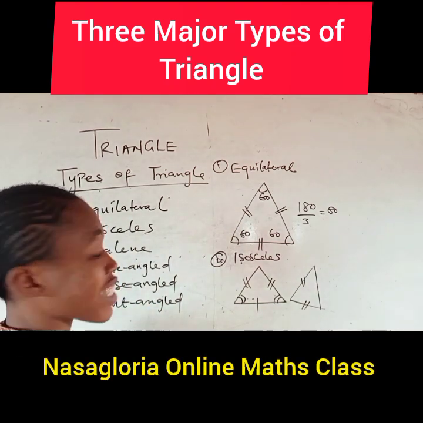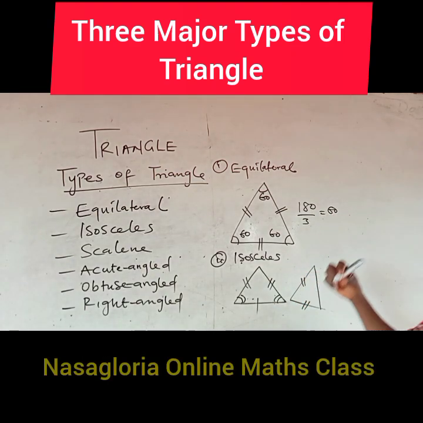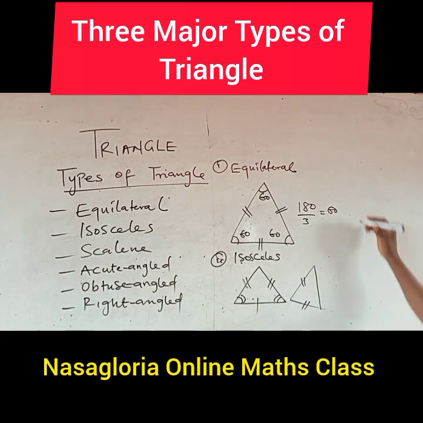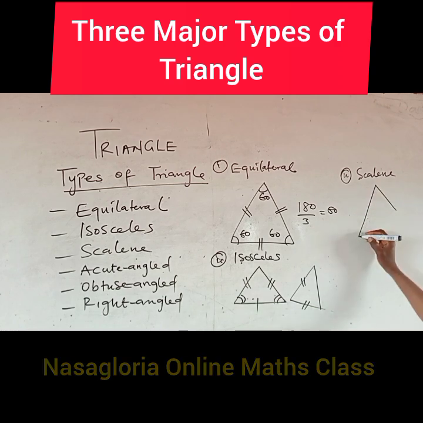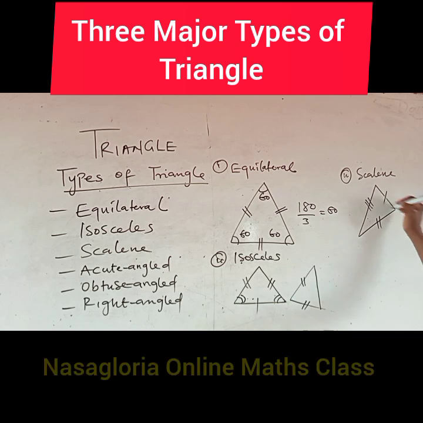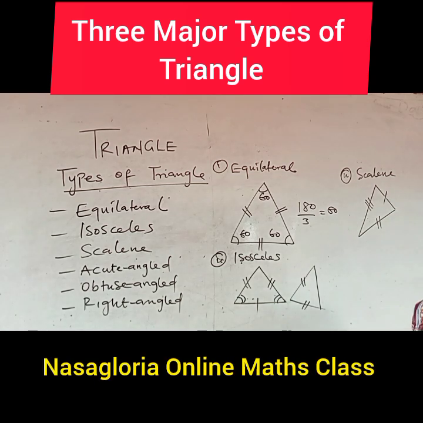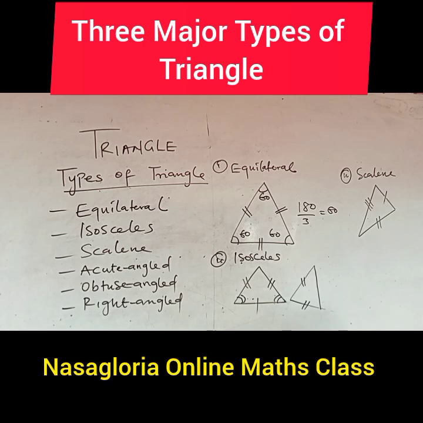Okay, we equally have scalene triangle. Scalene triangle. Okay, in scalene triangle, none of the sides are equal. Here we can have something like this. None of the sides are equal. Do you get it now? And none of the angles are what? Equal. Do you get it?